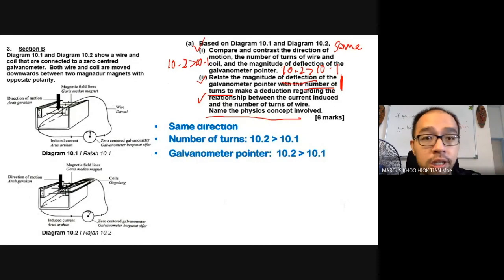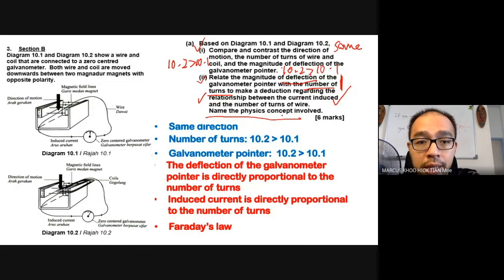Of course, the relationship is correct. The bigger, okay, no problem. It's just that the order in which you write it is equally as important. I think this one you wrote correct. The bigger the number of turns, the bigger the current induced. And the physics concept that you are saying is Faraday's law, which I think is correct.